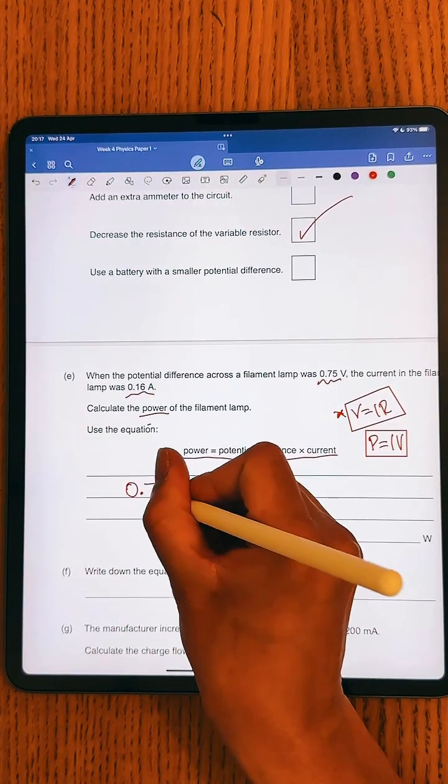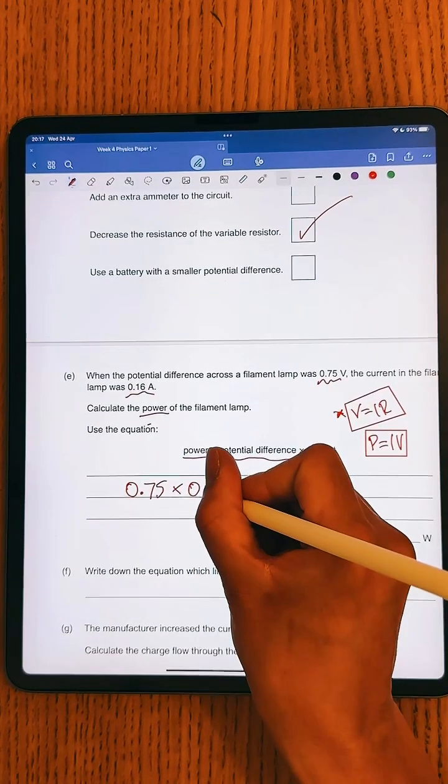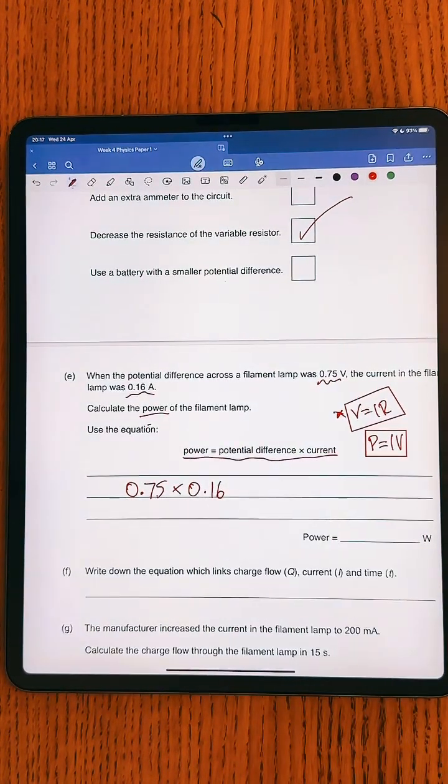What do we get? Let me know in the comments. 0.75 times 0.16. Yep, well done. That gives us an answer of 0.12. Well done.